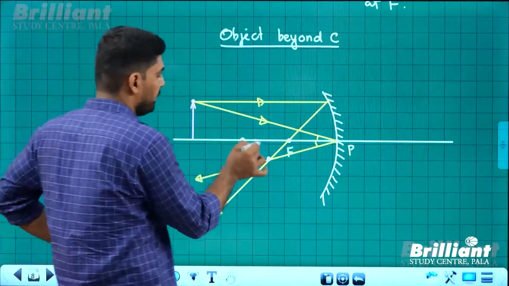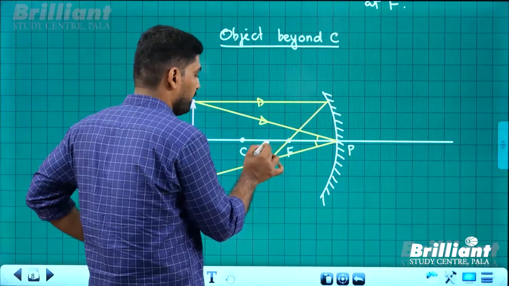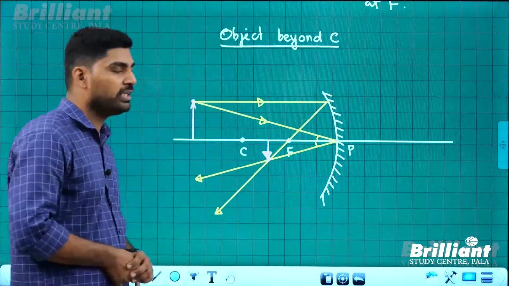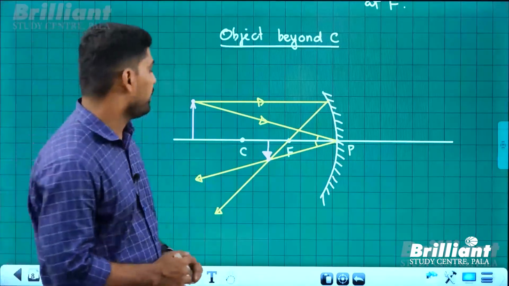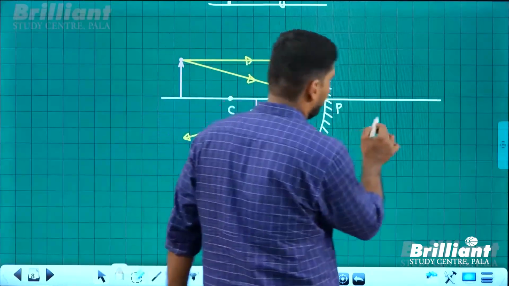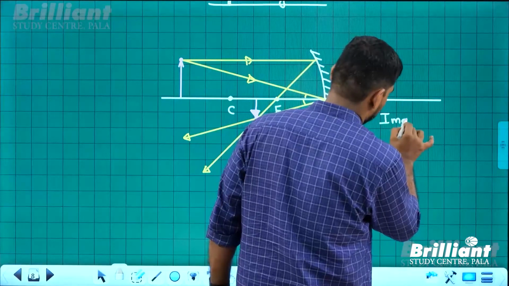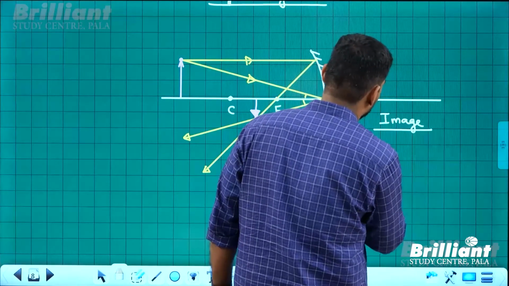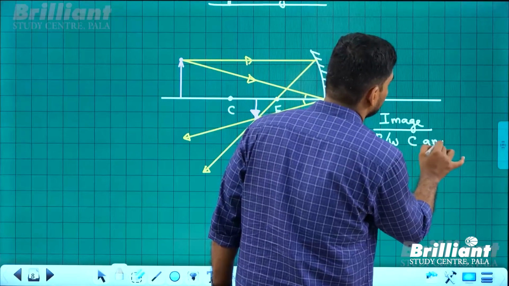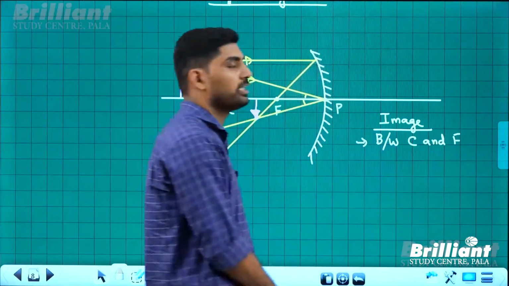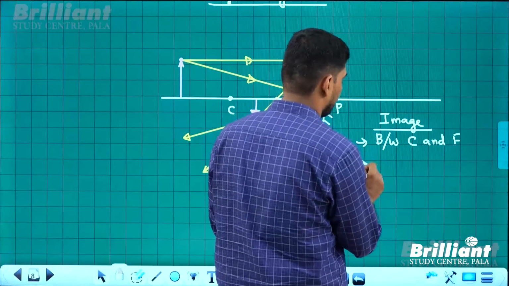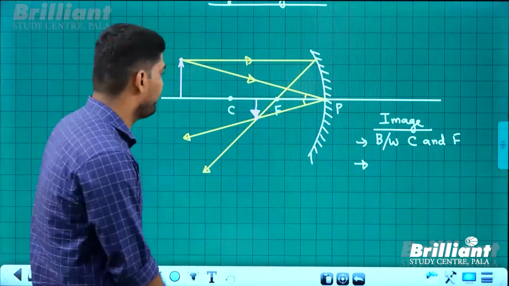The image is going to be like this. So we will have an inverted image between C and F. So the object is placed beyond C. What is the nature of the image? First one, the location: the image is formed between C and F.